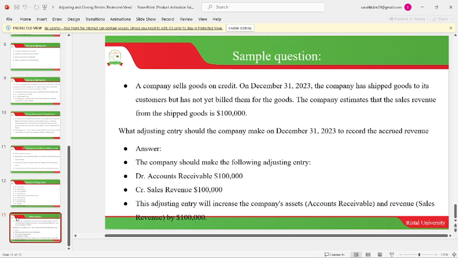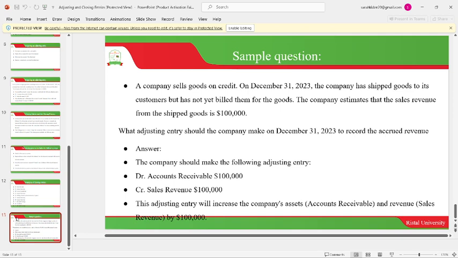A company sells goods on credit on 31st December 2023. The company has shipped goods to its customer but has not yet billed them for the goods. The company estimates that the sales revenue from the shipped goods is 100,000. What adjusting entry should the company make on 31st December 2023 to record the accrued revenue?